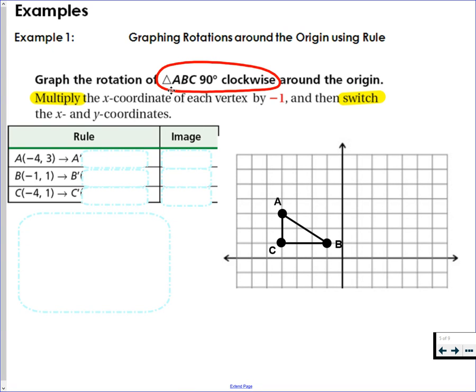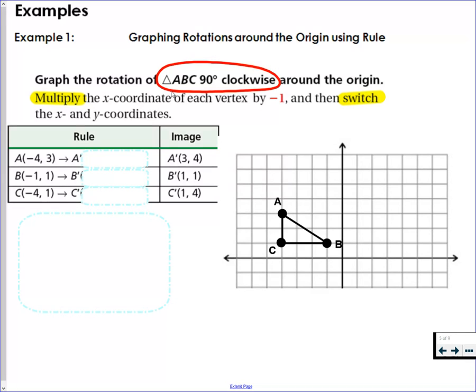So for point A, I'm at -4, 3. I'm going to change the x, so now it's +4, and I'm going to change the order. So it'll be 3, 4 for A prime. For B prime, I'm going to change the x, so now it's positive, and change the order. So B prime is at 1, 1. For C prime, I'm going to change the x, so now it's +4, and change the order. So it'll be a 1, 4. Okay. I would just write those down personally, and then graph those.